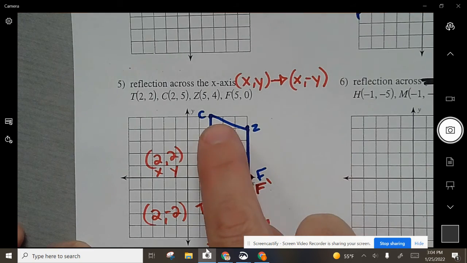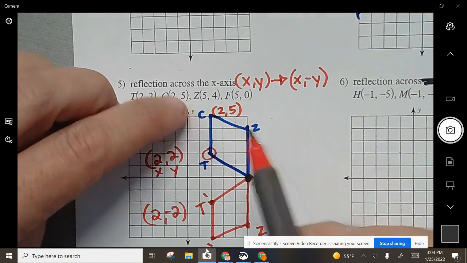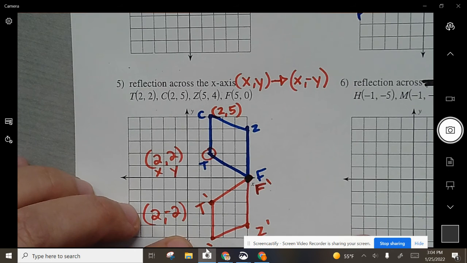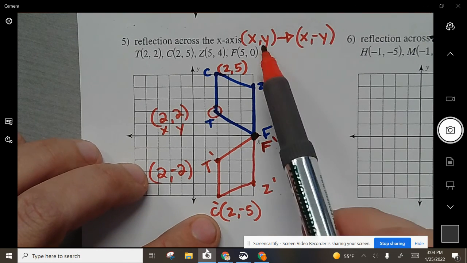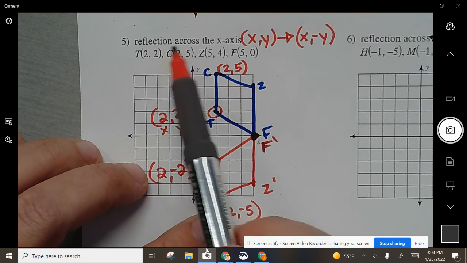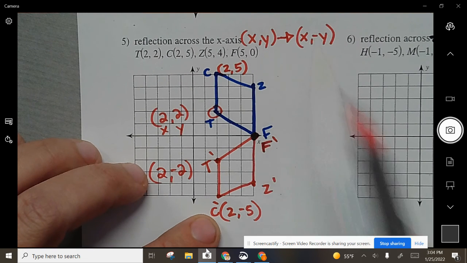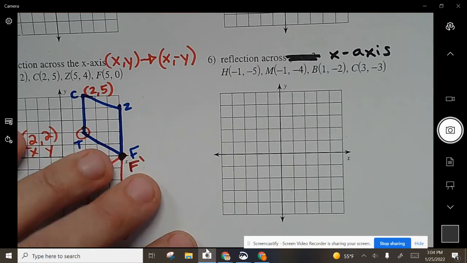Look at C. What if C is over 2, up 5, all right? C prime is over 2, negative 5. Do you see that? So the x stays the same, the y changes. So when you reflect across an x-axis reflection, the x stays the same, the y changes. Okay? All right, let's look at the x-axis on this one. Why don't you guys try this one?